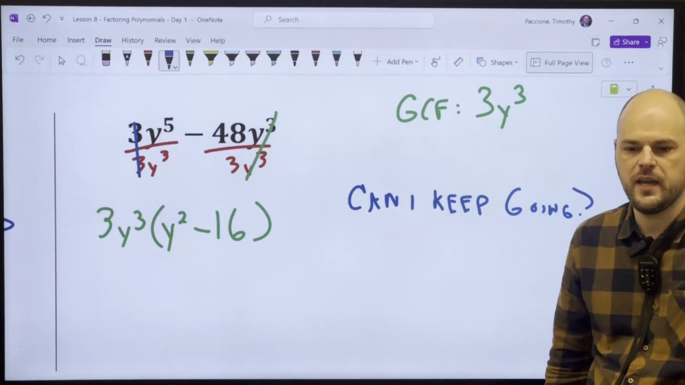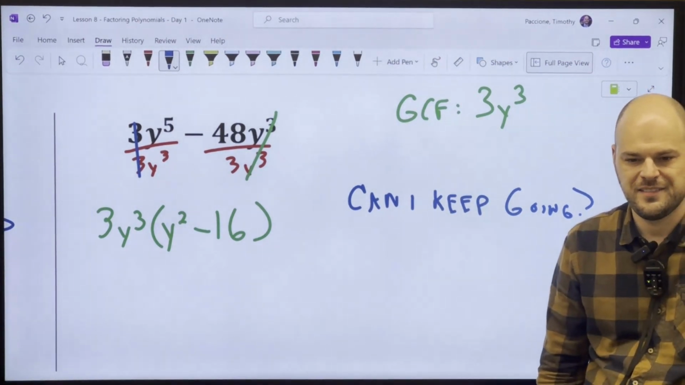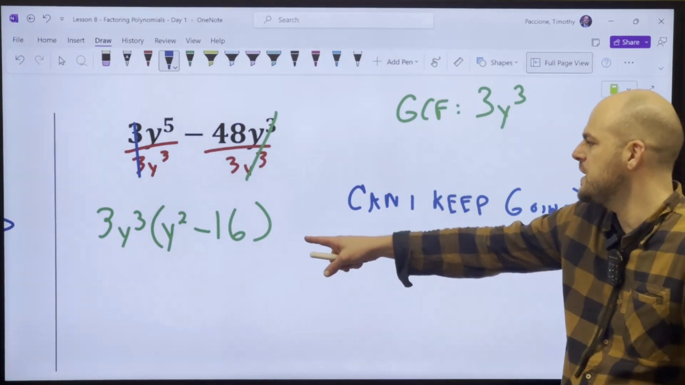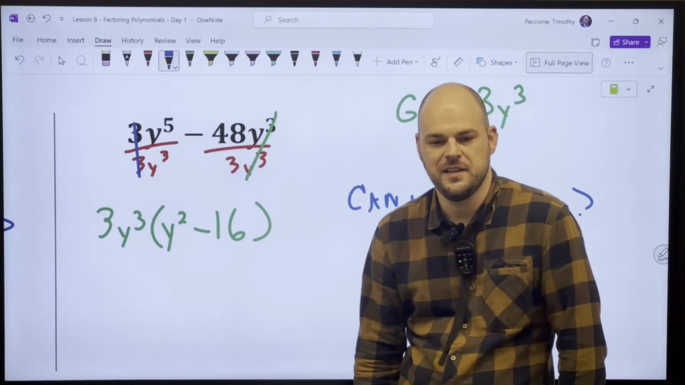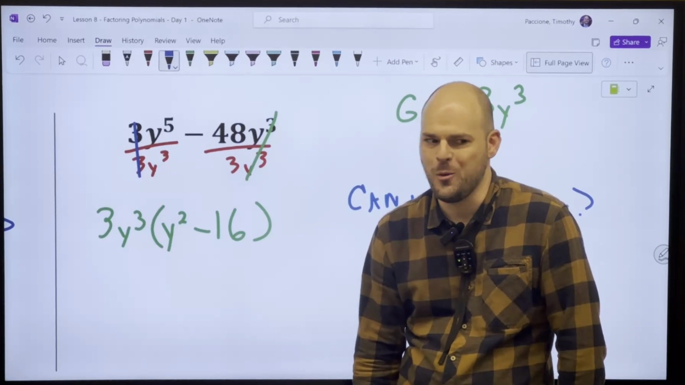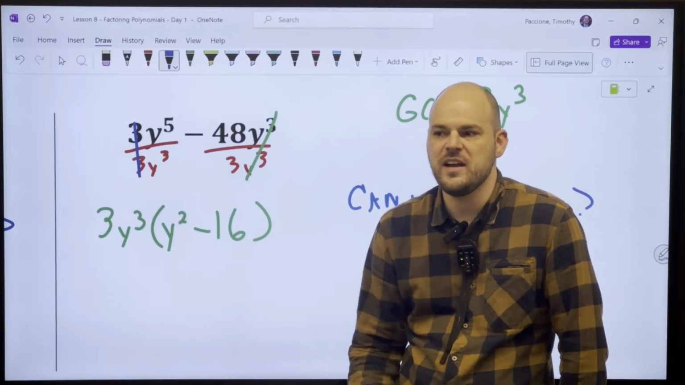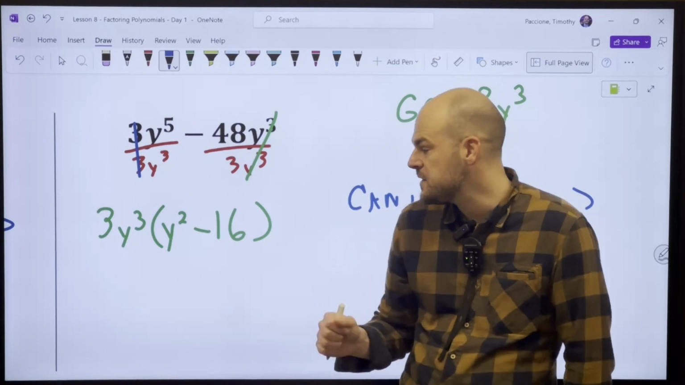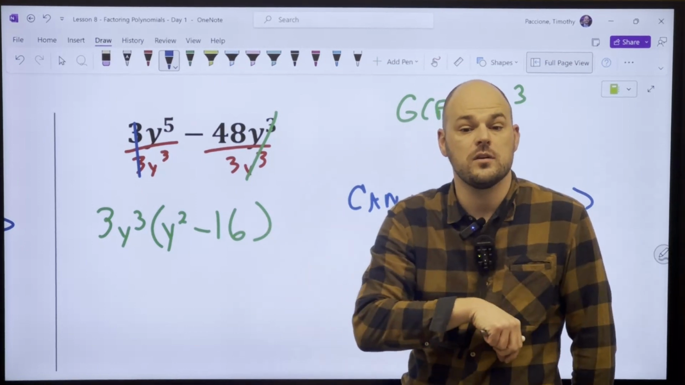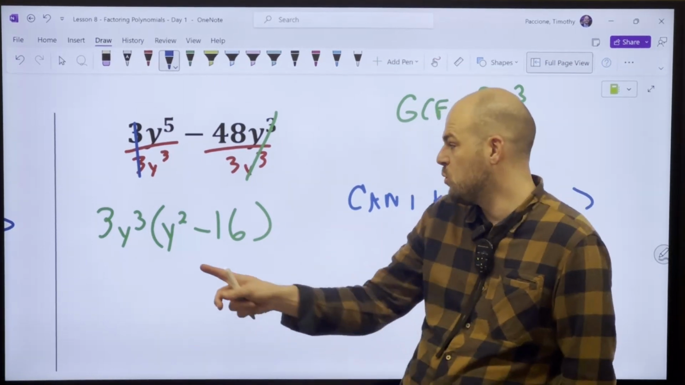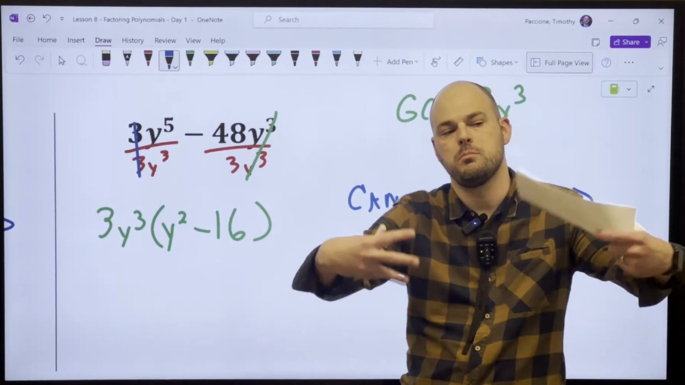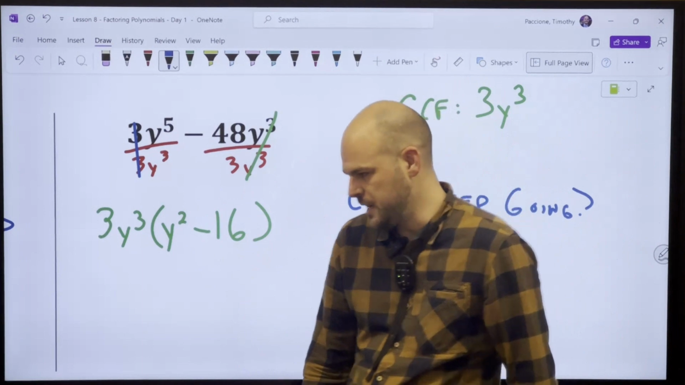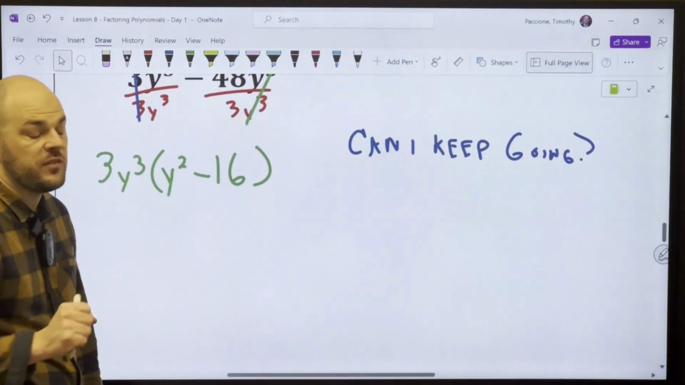Very good. What do you call that, Hannah? What is another word for subtraction? Starts with a D. Dividing. No, not dividing. Yes, difference. It's the difference of, what are both y squared and 16? Perfect squares. Perfect. Yep. So the difference of perfect squares.